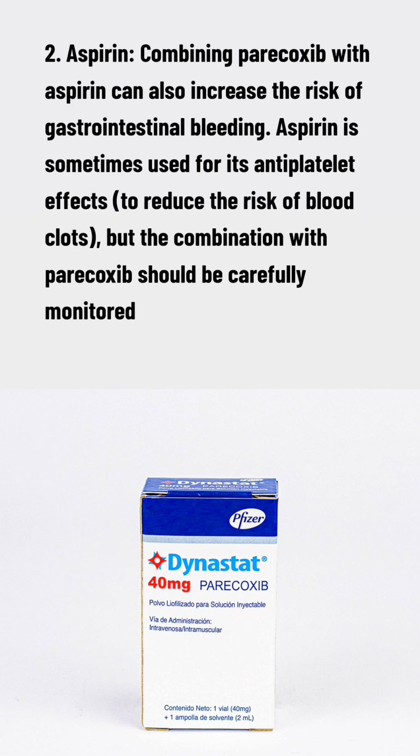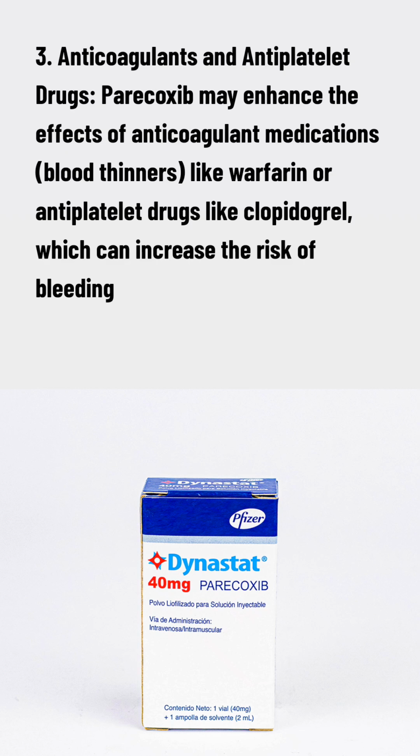2. Aspirin. Combining Parecoxib with aspirin can also increase the risk of gastrointestinal bleeding. Aspirin is sometimes used for its antiplatelet effects to reduce the risk of blood clots, but the combination with Parecoxib should be carefully monitored. 3. Anticoagulants and antiplatelet drugs. Parecoxib may enhance the effects of anticoagulant medications, blood thinners like warfarin, or antiplatelet drugs like clopidogrel, which can increase the risk of bleeding.